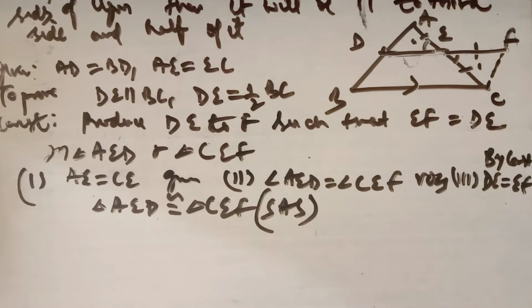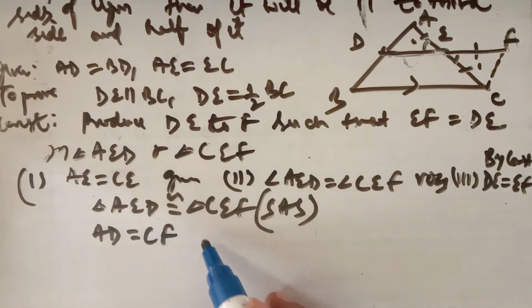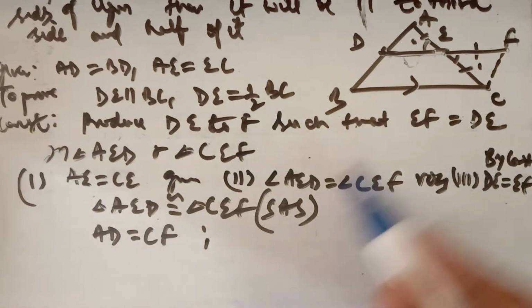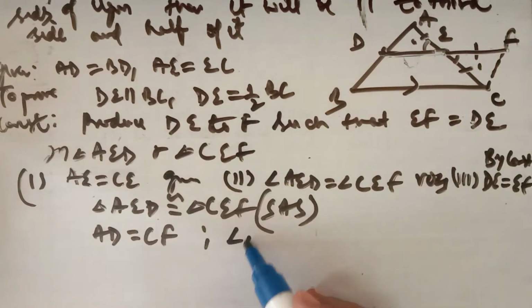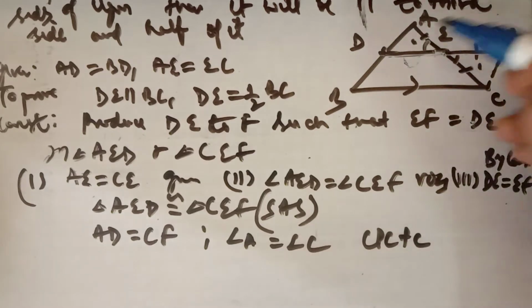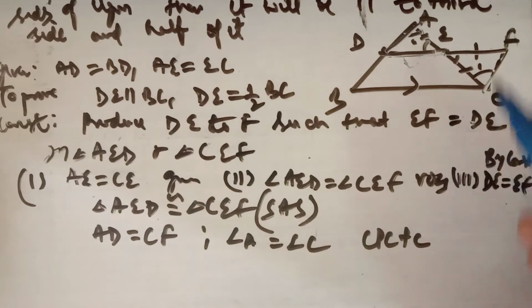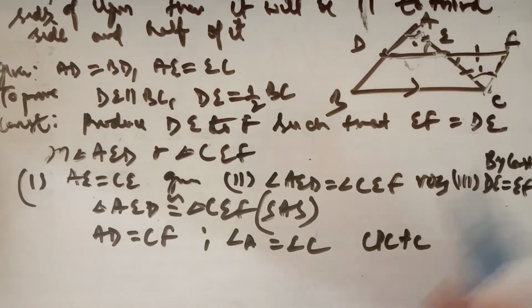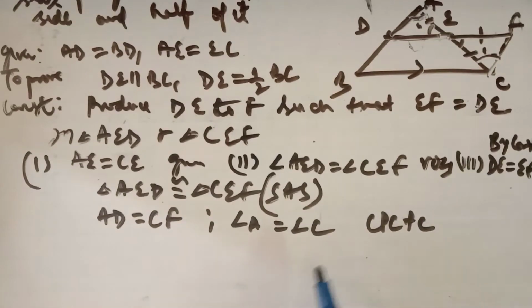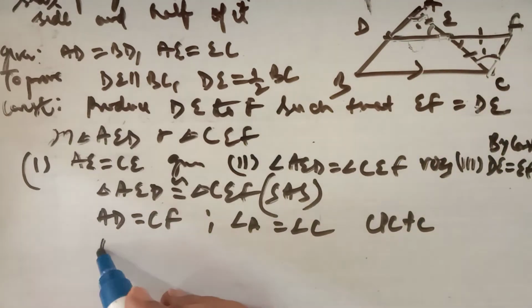Now because these two triangles are congruent, I can say that AD is equal to CF, and angle A is equal to angle C, corresponding parts of the congruent triangles. This will be equal to this angle, corresponding parts, and this is equal to this, corresponding parts. Now because these two are alternate angles, AD will be parallel to CF, and AD is equal to CF.